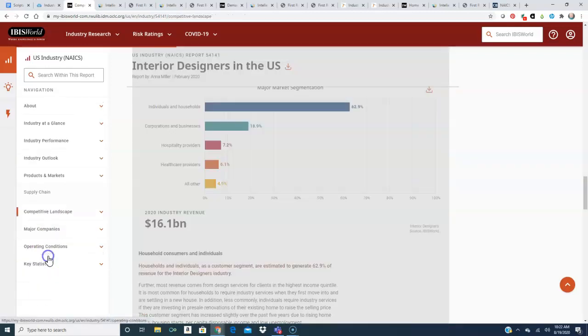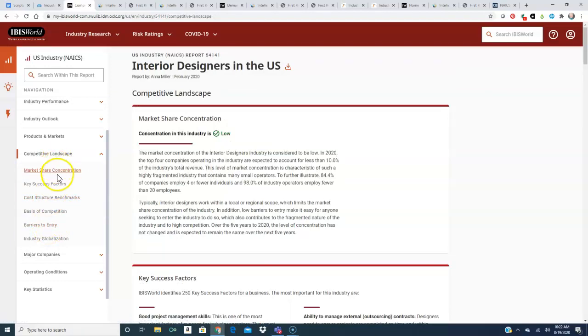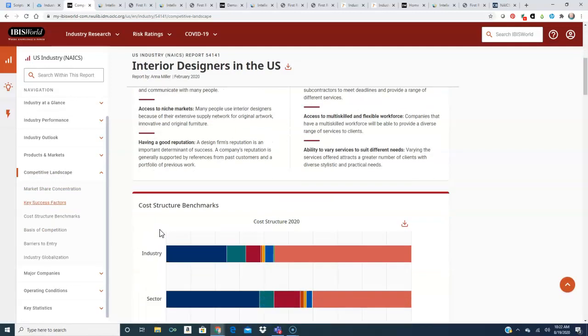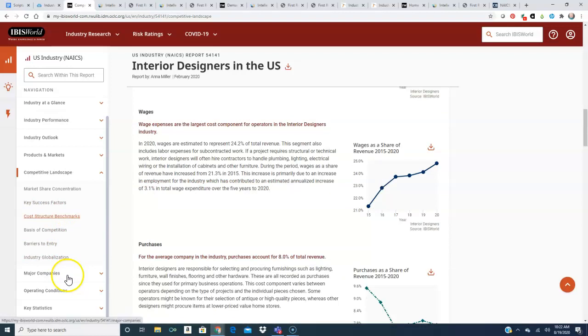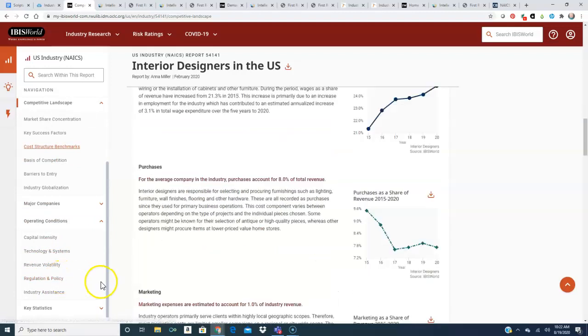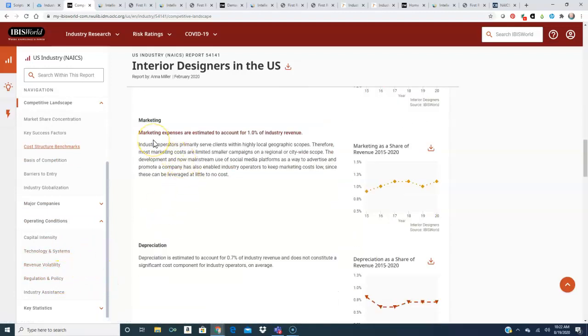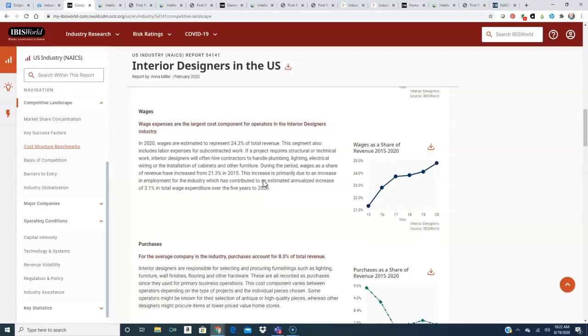If I look at my competitive landscape, I see that I have key success factors, market share concentration, basis of competition, barriers of entry. So I can scroll through that whole report as well. Operating conditions will give me some regulation and policy information and statistics. So as you see, it's very easy to use IBISWorld to find the information you need. And in fact, business students have told me it's their favorite database.